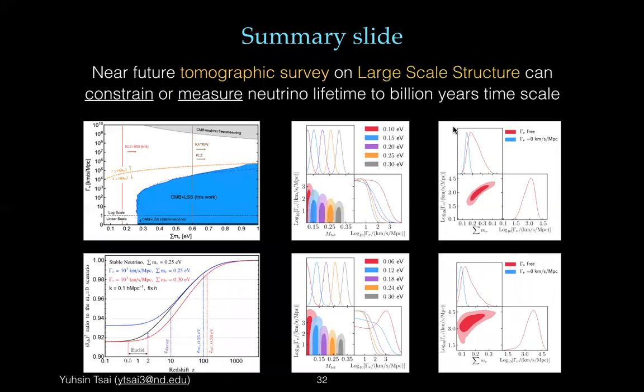So let me summarize. The near future tomographic survey on the large-scale structure can constrain or even measure the neutrino lifetime to billion years time scale. I leave some of the conclusion plots here, and we can discuss more during the discussion time.